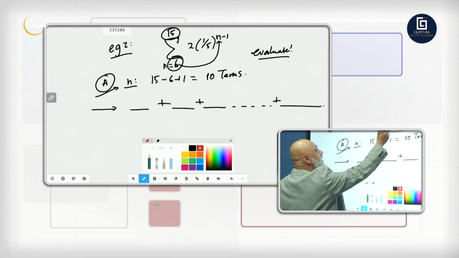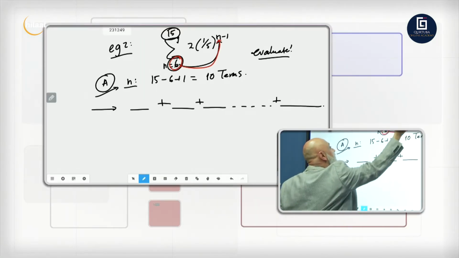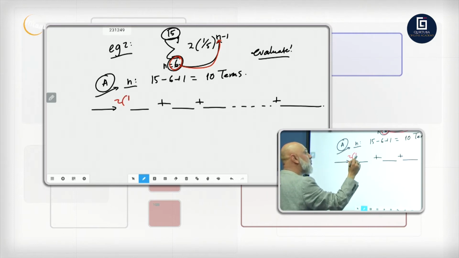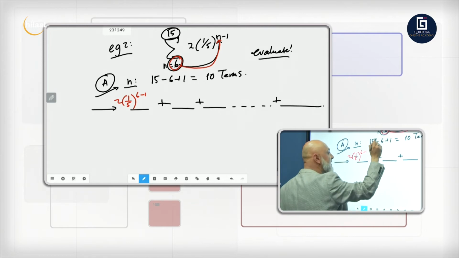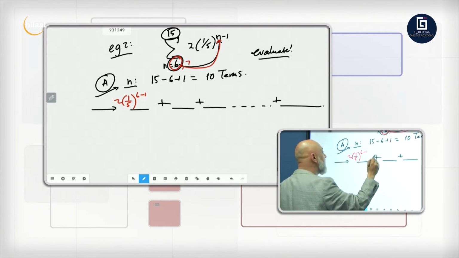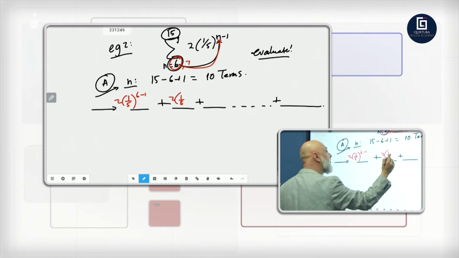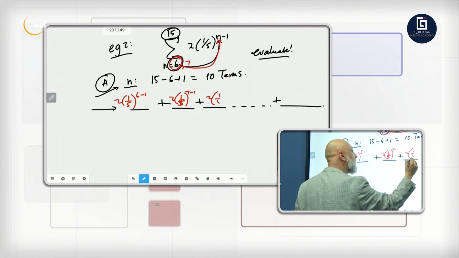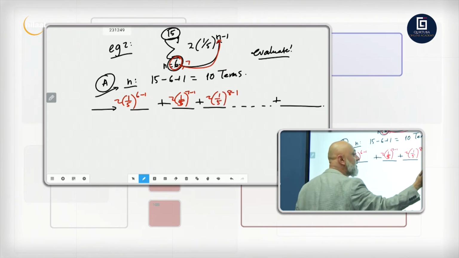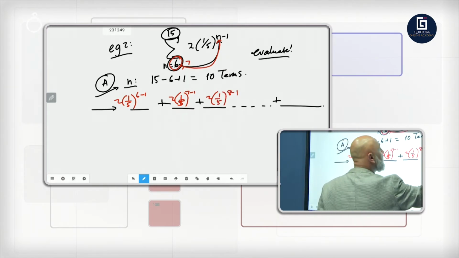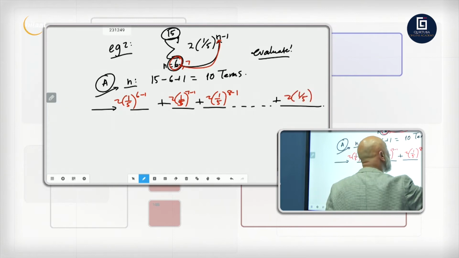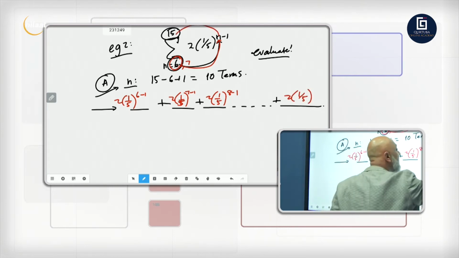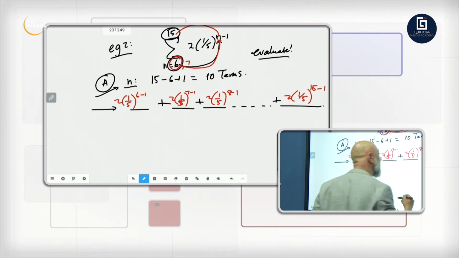Let's go. We're now going to take the 6 and plug it in there. So we get 2 into 1 over 5 to the power 6 minus 1. Right, 6. The next number we're going to put is 7. So we're going to have 2 into 1 over 5 to the power 7 minus 1. 2 into 1 over 5 to the power 8 minus 1. And then my last term is going to be 2 into 1 over 5 to the power 15 minus 1. Right, let's go.